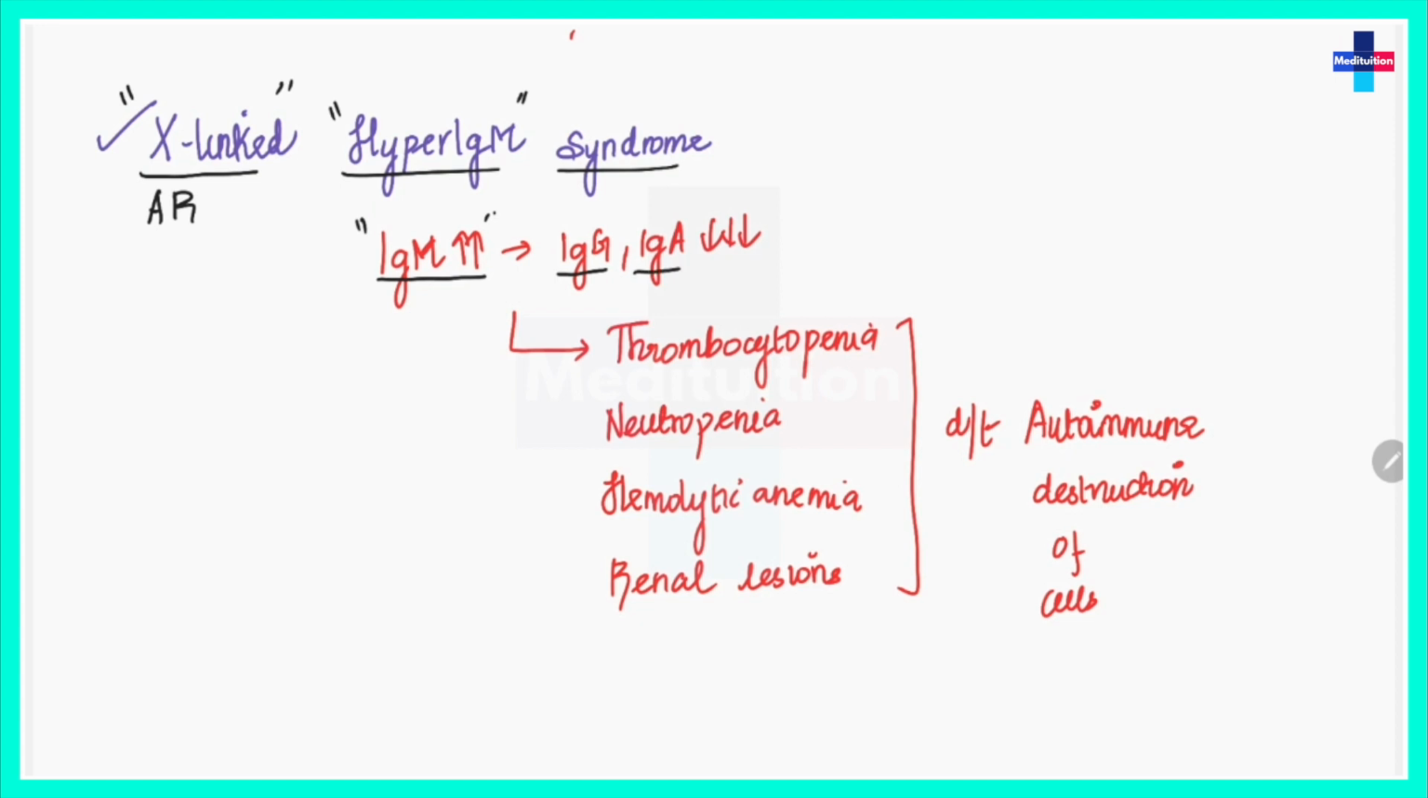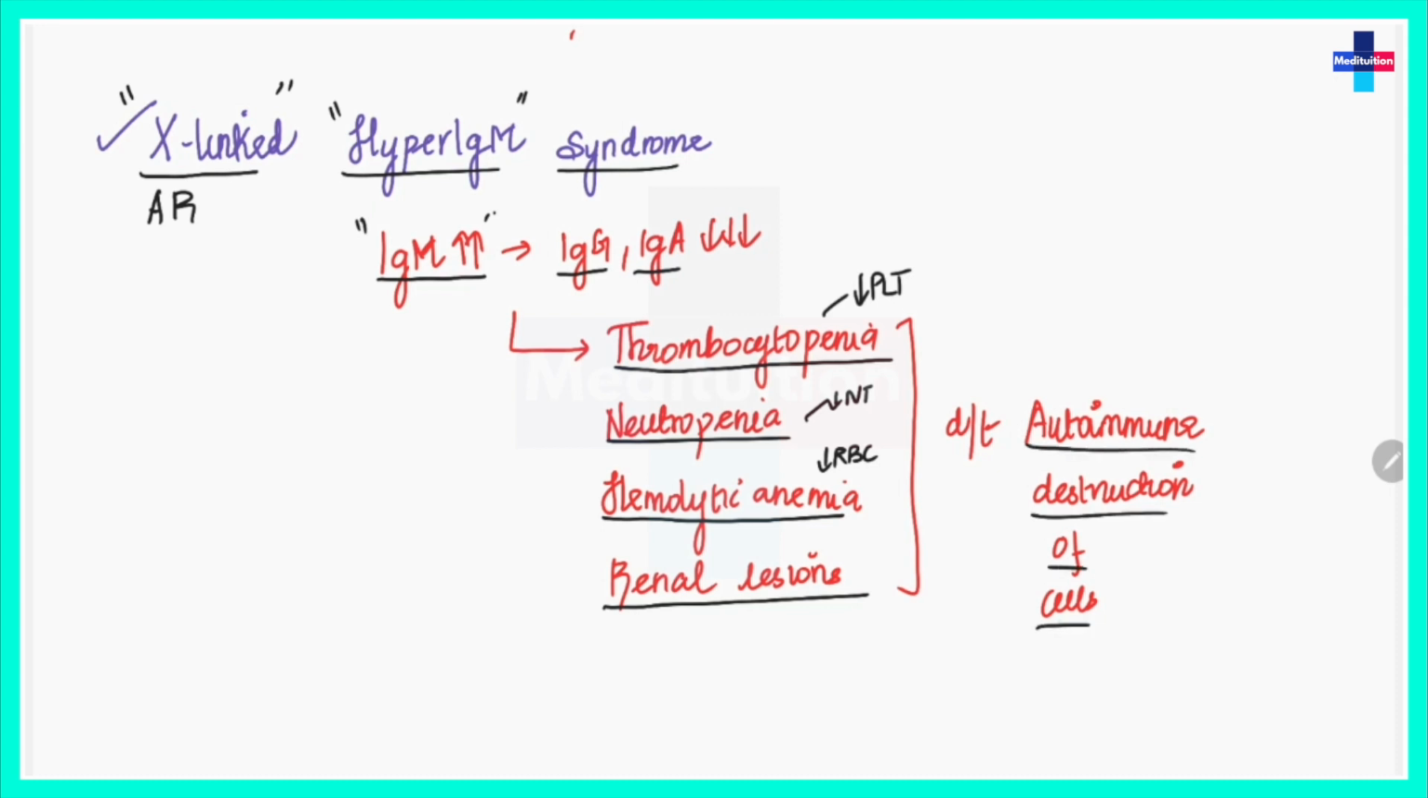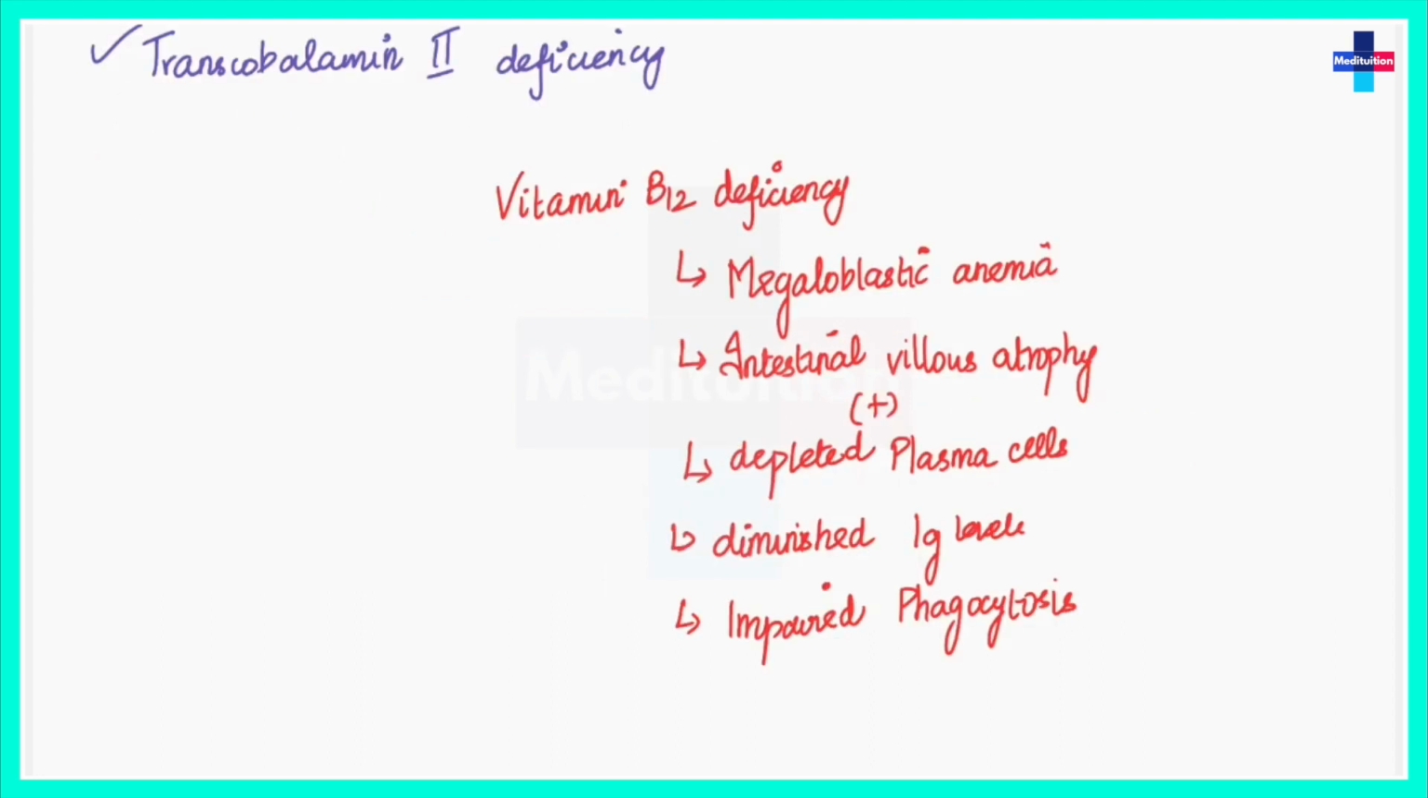So the manifestations which are associated with this syndrome are thrombocytopenia, neutropenia, that is decrease in the level of platelets, decrease in the level of neutrophils, and then decrease in the levels of red blood cells leading to hemolytic anemia, renal lesions, and all of these are happening due to autoimmune destruction of the cells. So there is going to be autoimmune destruction of platelets, neutrophils, and red blood cells leading to thrombocytopenia, neutropenia, and hemolytic anemia. So the last disorder that we will see in B cell disorders is transcobalamin 2 deficiency.